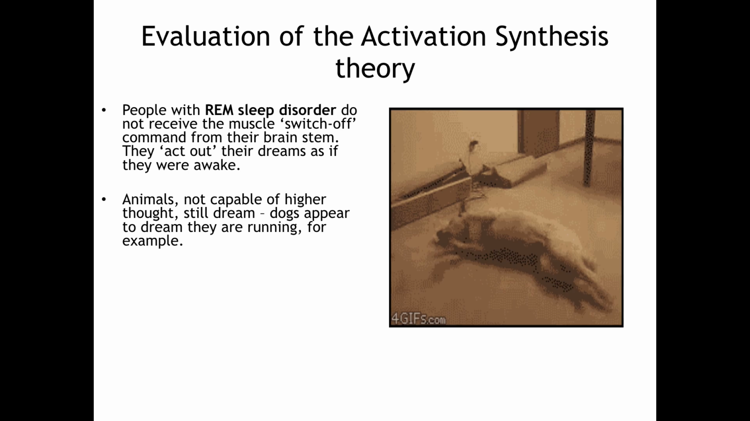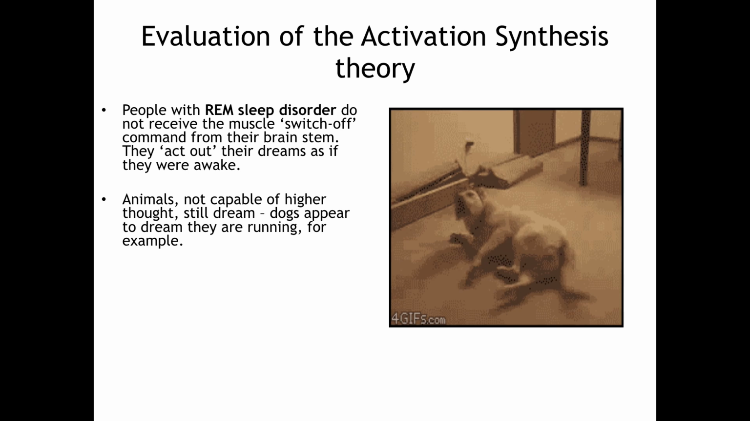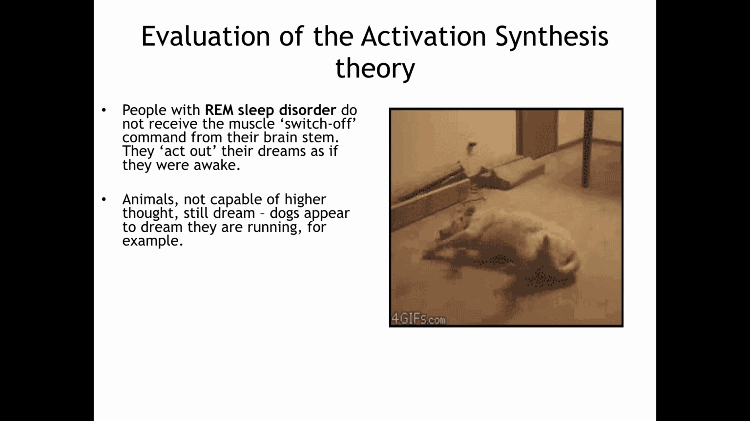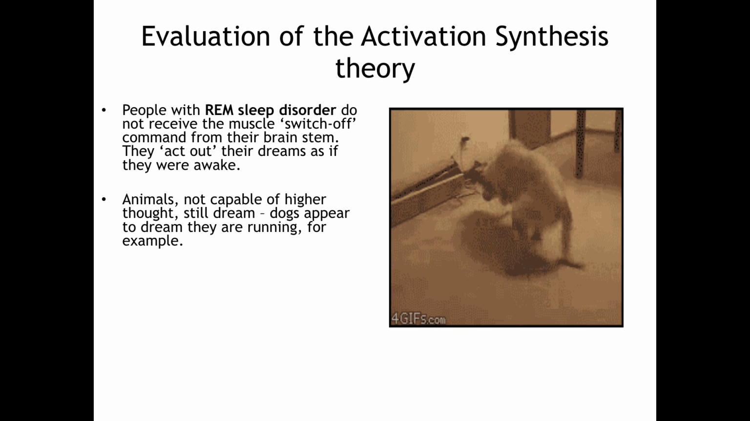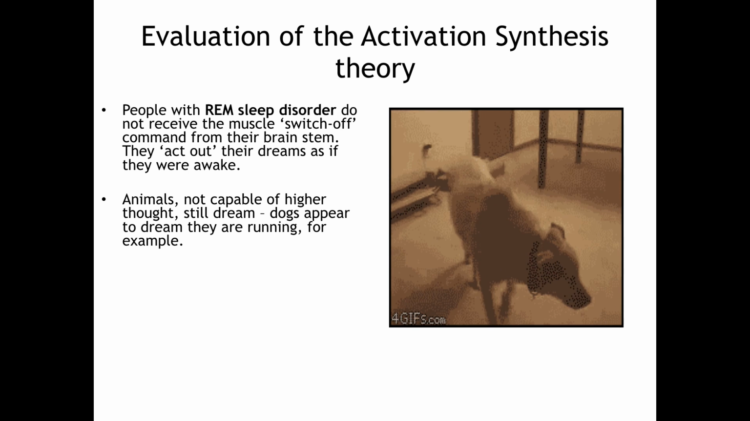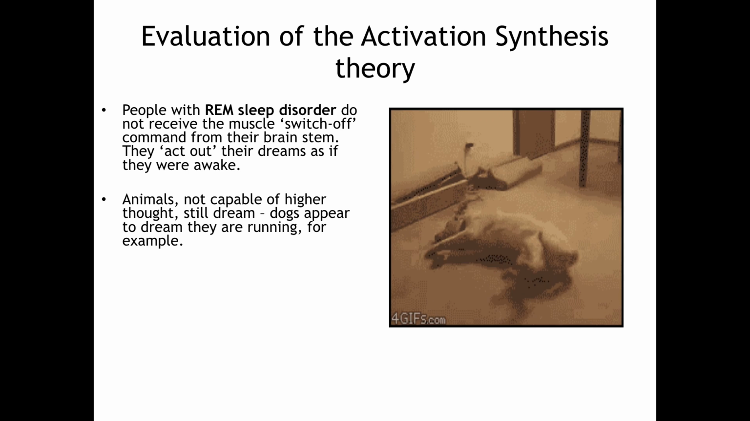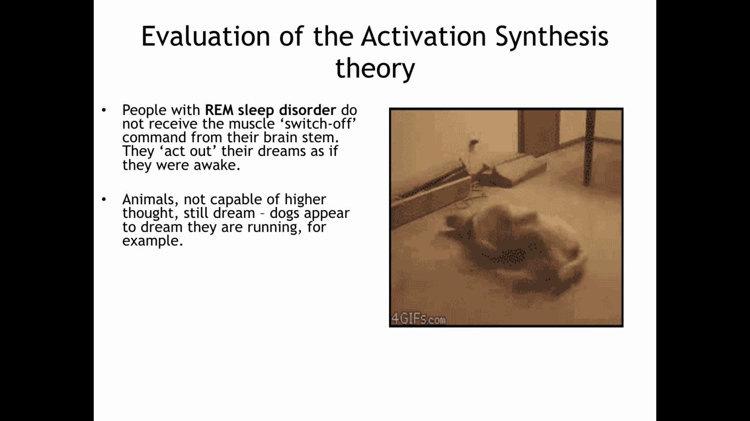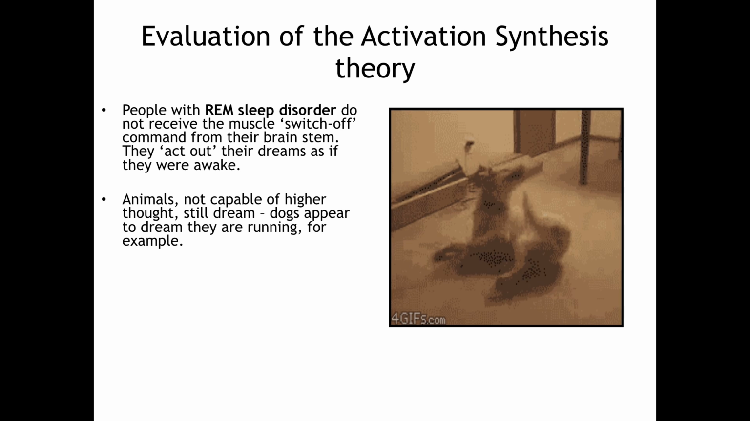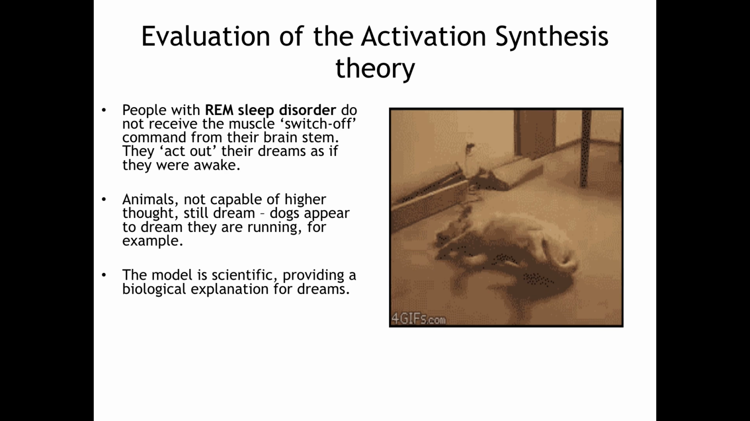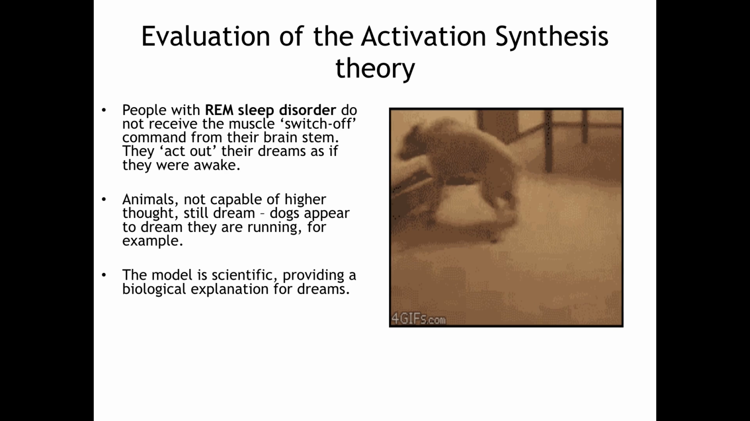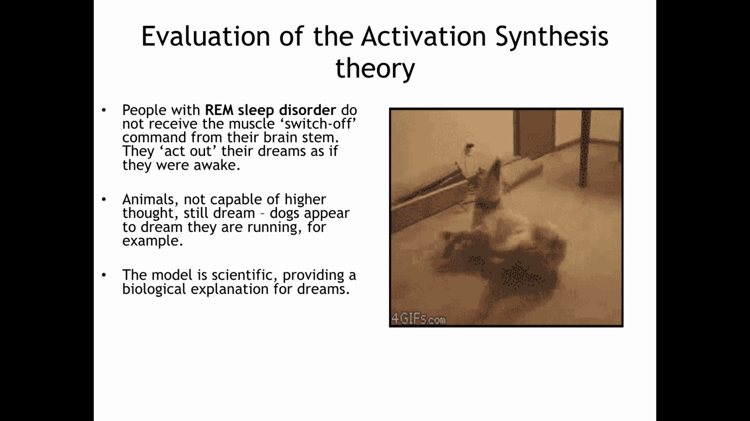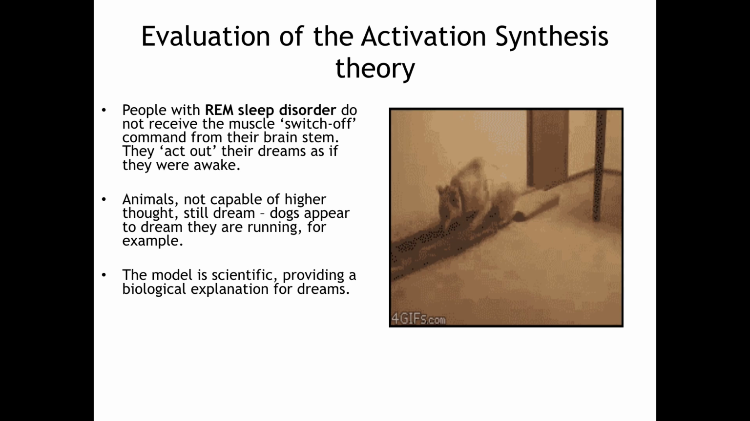On the note of this little dog friend here, animals, yeah, they're not really capable of cognition or anything like that, but yet they still dream. If you've got a pet dog at home, you've probably seen them chasing rabbits in their sleep or making little barks or woofs. So even though you have this animal in front of you, not really capable of any abstract thought, well, they still dream, which suggests that it's a biological phenomenon and nothing more than that. The model is also scientific. Being a biological model, it is, of course, very scientific. So this gives us a nice, testable, demonstrable theory for explaining our dreams away.